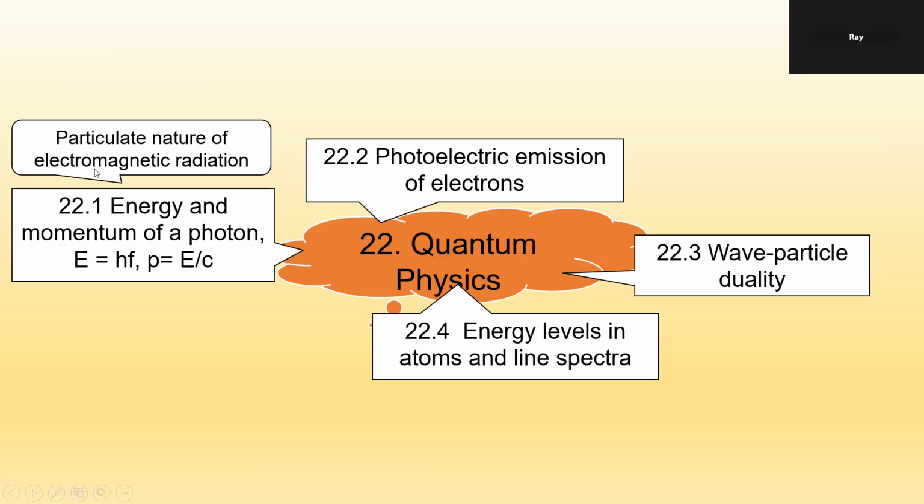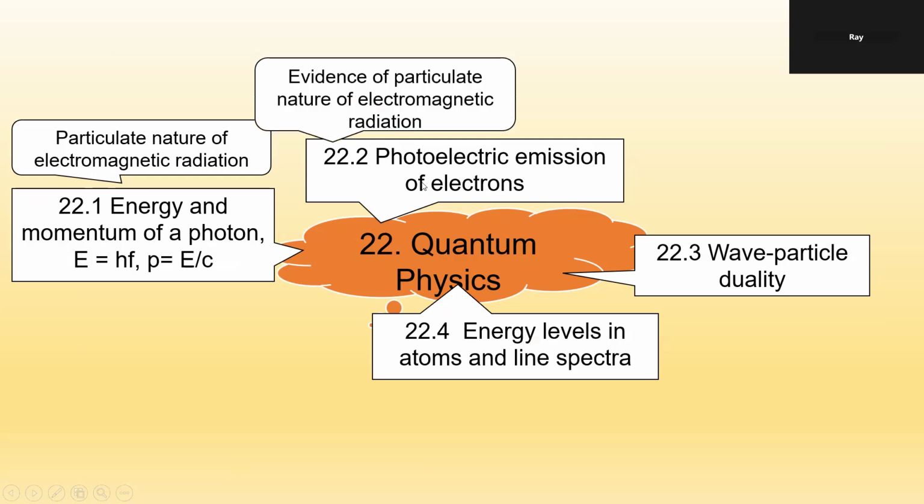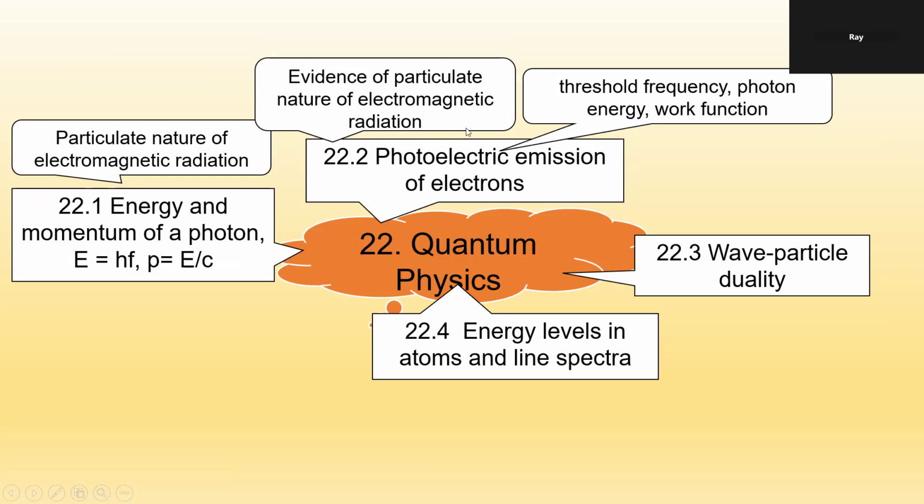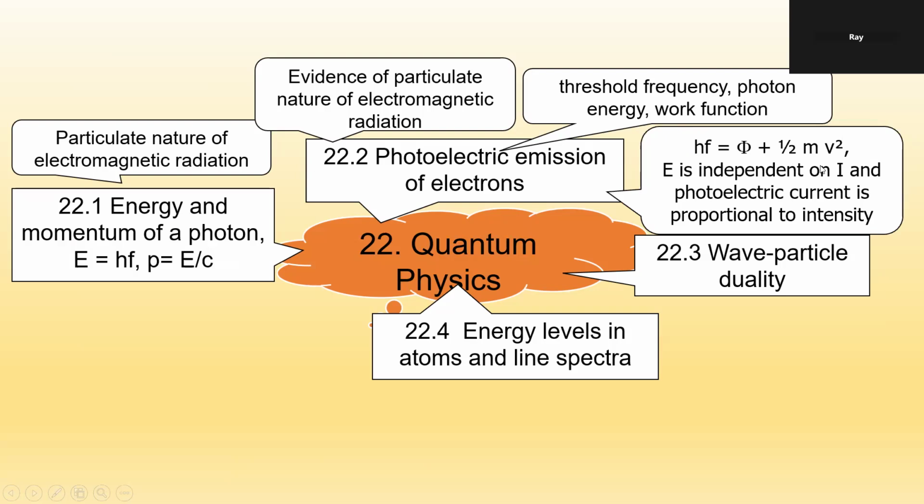Okay, we are going into a new model if you like. So the particulate nature of electromagnetism, we study electromagnetism as waves. Now we study as particle. Photoelectric emission gives us evidence of particulate nature of electromagnetism. We are going to cover threshold frequency, photon energy, work function, and this is Einstein's equation. Then E is independent of I, the intensity, E is energy of photon, and photoelectric current is directly proportional to intensity.